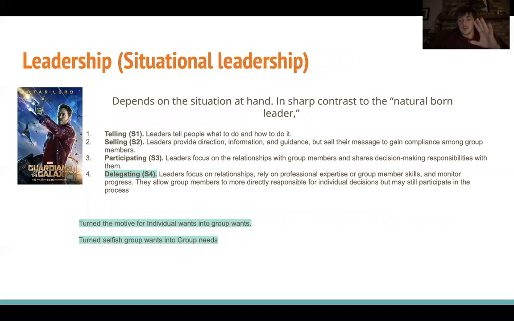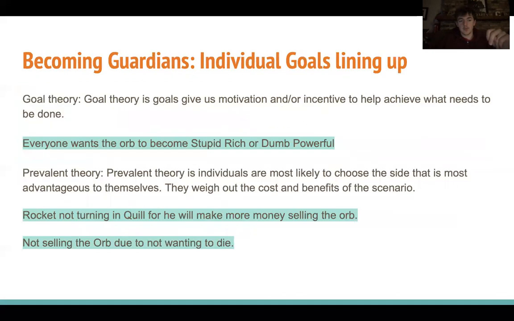It's more of a mindset leadership rather than how are we going to do this, because they're all individually capable of doing it. But they need to work together, and he does that through a mindset base of turning their individual wants into group wants, and then later turning their group wants into group needs, saving the world. So he's just kind of the leader in that group.